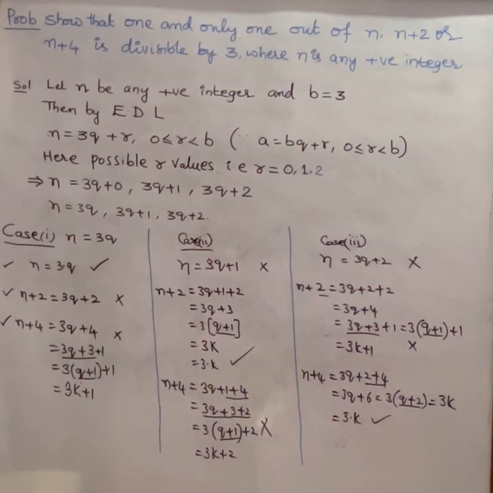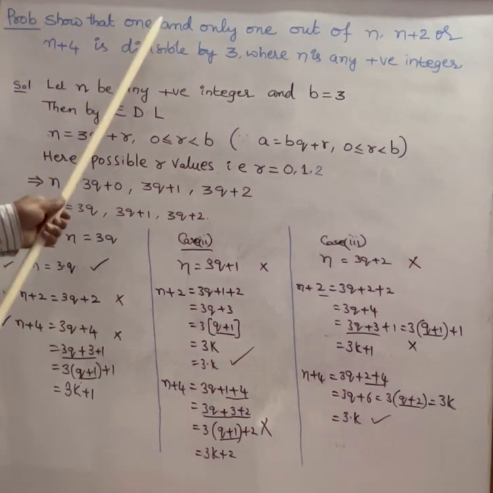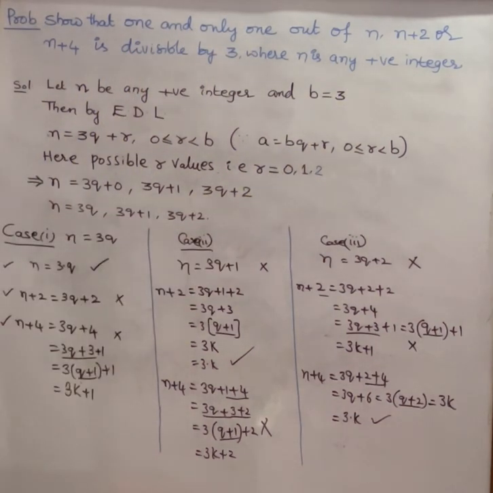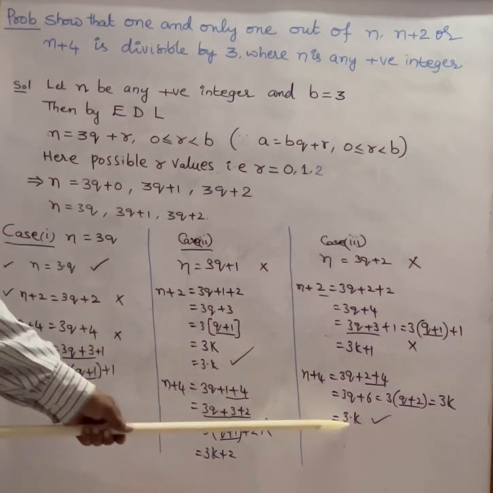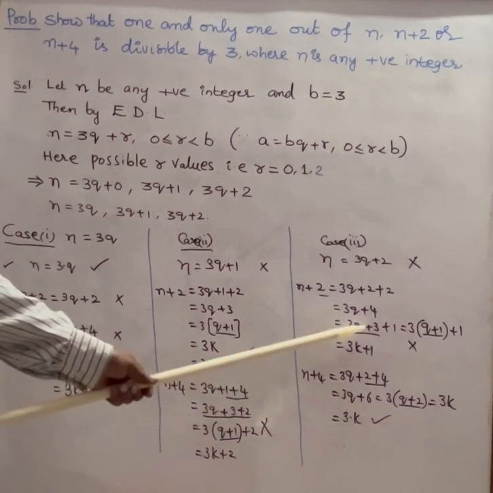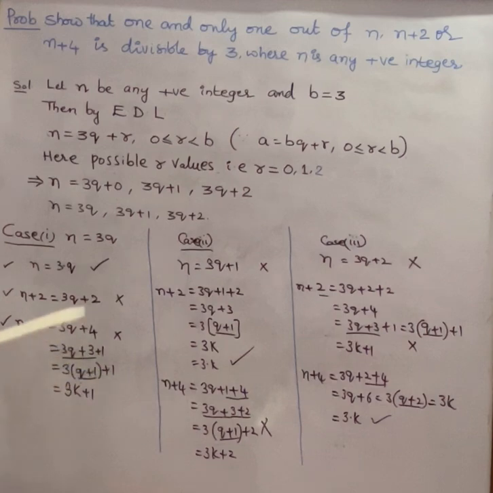Therefore, if n is any positive integer, only one out of n, n plus 2, n plus 4 is divisible by 3. Here in case 1, n is divisible by 3. In the second case, the n plus 2 form is divisible by 3. In case 3, the n plus 4 form is divisible by 3. The remaining are not divisible by 3. Only one form is divisible by 3.